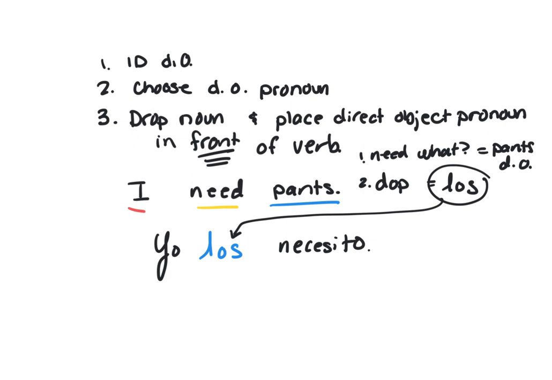If it were to be a negative, the no would come before the yo. Before the los. So it would be yo no. So the pronoun would come after the no, but before the verb.